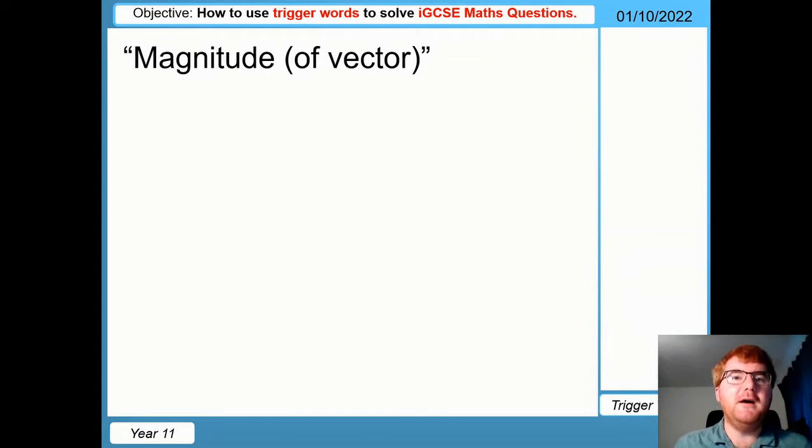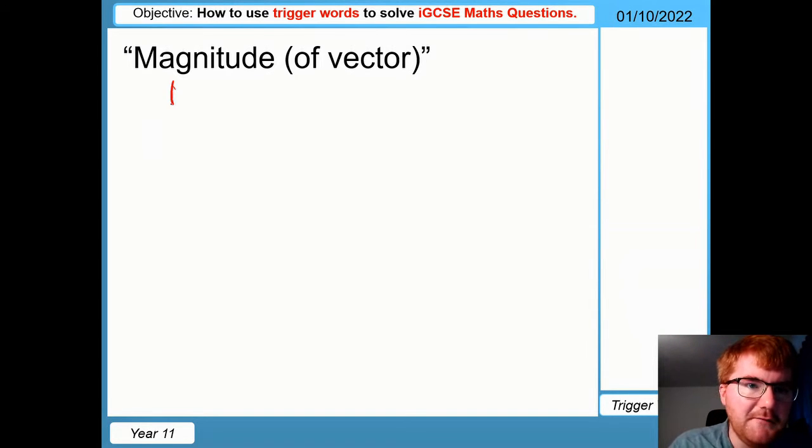On to the next part, which is vectors. So we're going to look specifically at the magnitude of a vector. If you see this phrase, all you need to remember is basically Pythagoras. So all you need to think of is magnitude. Right, that means I need to use Pythagoras.